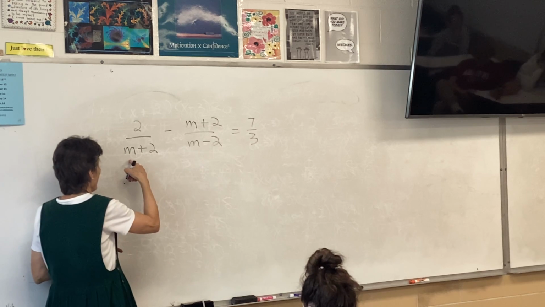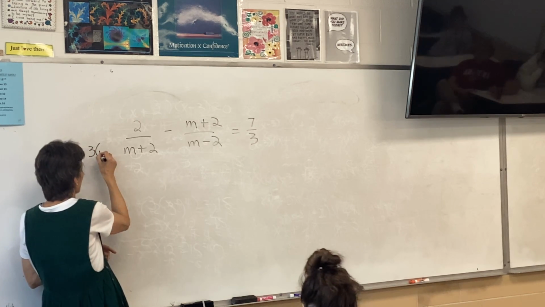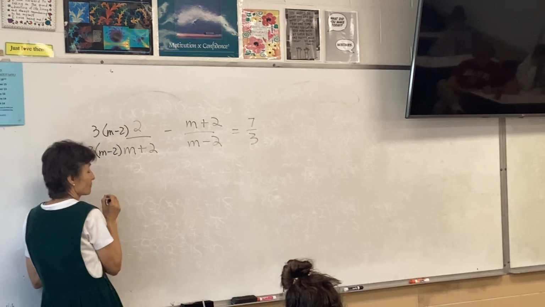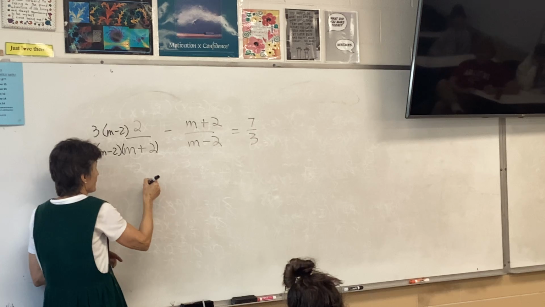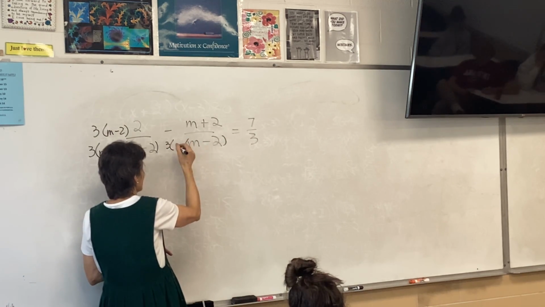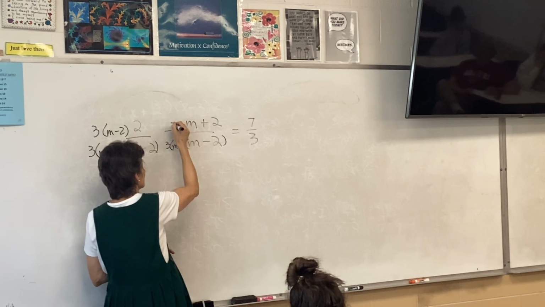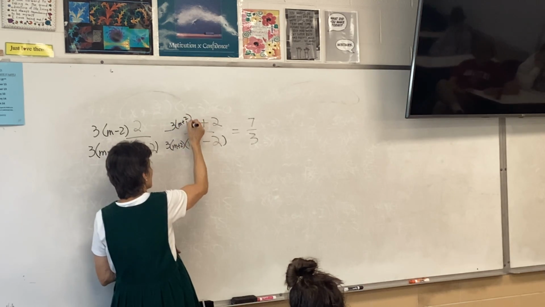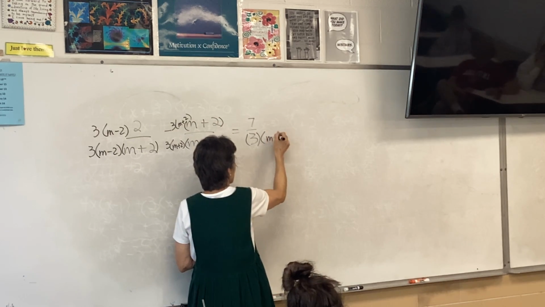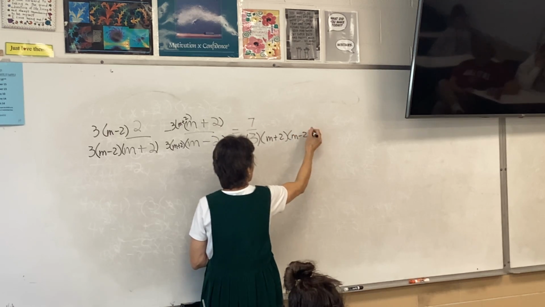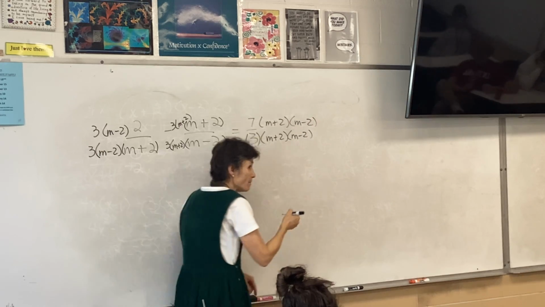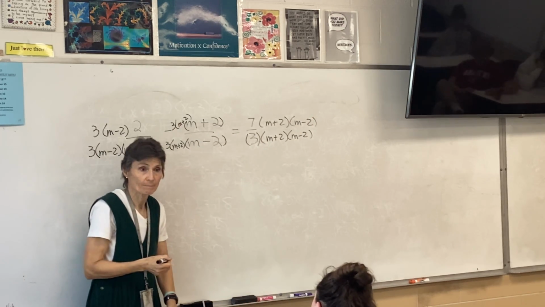So this one needs a 3 and an m minus 2. This one needs a 3 and an m plus 2. And this one needs an m plus 2 and an m minus 2. Does everybody follow what's happening here?